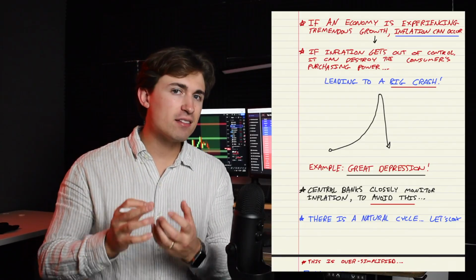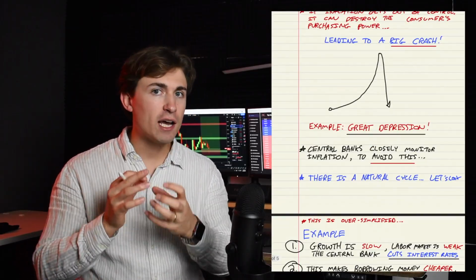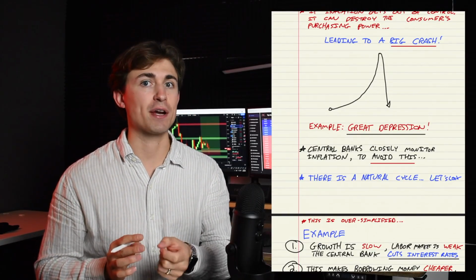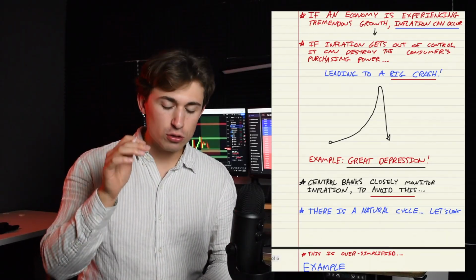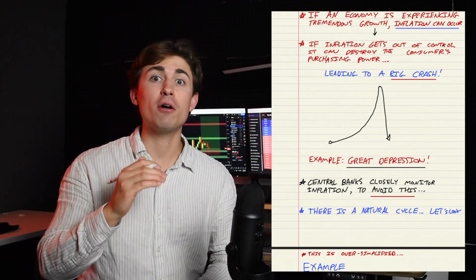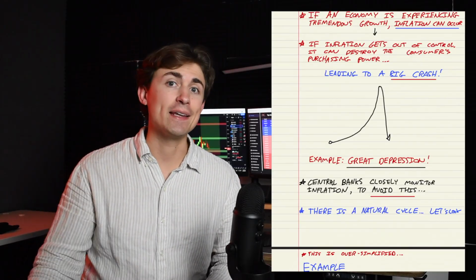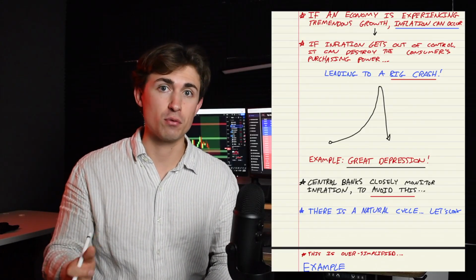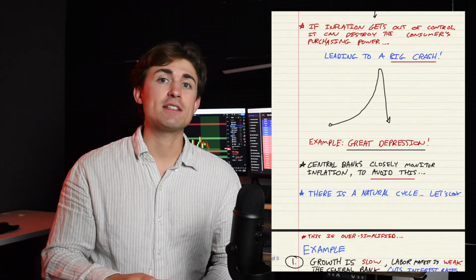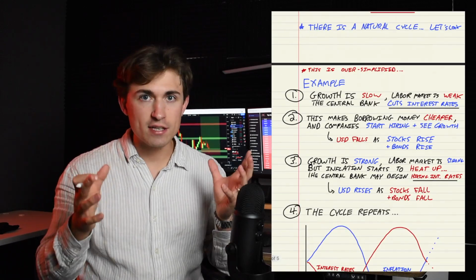So there is a healthy level of growth that central banks target, and to help with this, they use interest rates to try and normalize the growth that's happening. Central banks closely monitor inflation to avoid these catastrophic situations where inflation goes hot and then they have to basically put people into a terrible situation. There's a natural cycle to this that the central banks are after, and we're going to go into a more detailed example here.